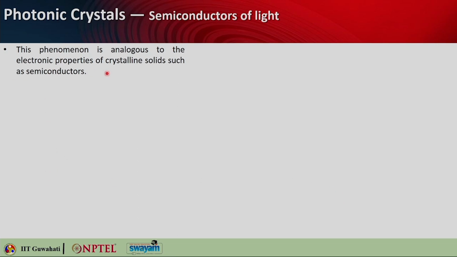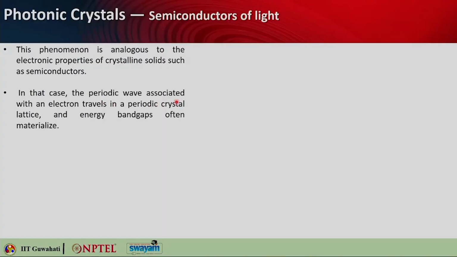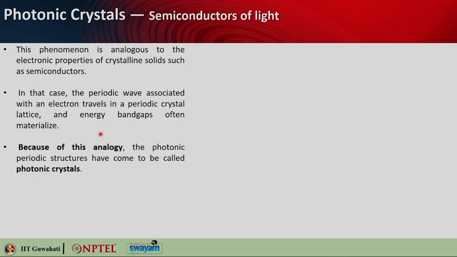If you look into the electronic properties of crystalline solids such as semiconductors, you will find a similar kind of feature where you have an energy band gap, right. All of you must have studied this in your school days, that there are metal conductors, there are insulators, and then there are semiconductors, and in a semiconductor there is a band gap. It means that particular energy is not supported in that semiconductor crystal. So, in that case, a periodic wave associated with an electron travels in a periodic crystal lattice, and energy band gaps often materialize. Because of this analogy, the photonic periodic structures can also be called photonic crystals.